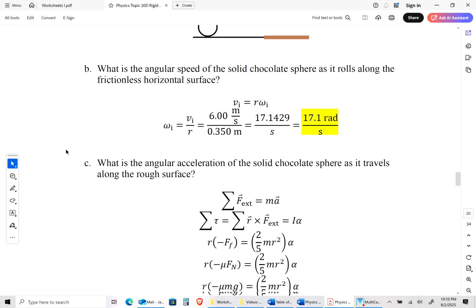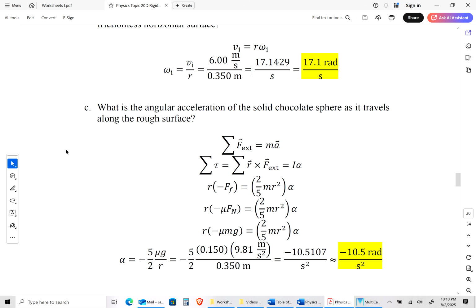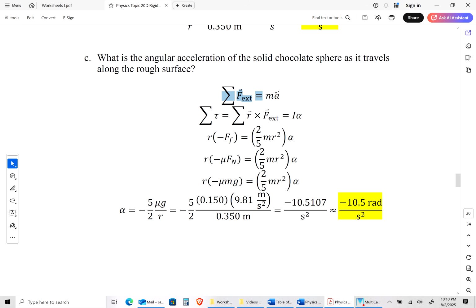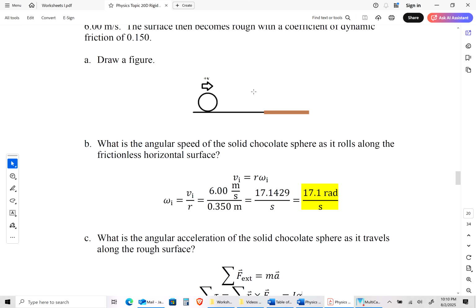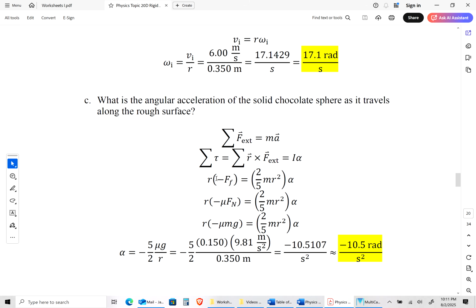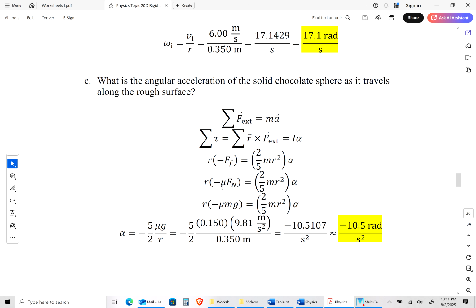Part C, what is the angular acceleration of the solid chocolate sphere as it travels along the rough surface? So sigma F equals ma becomes sigma torque equals I alpha. And what force is on this rough surface to make this ball slow down? It's minus force of friction. And we plug in I, which is 2/5 mr squared for a sphere. Force of friction is mu Fn. Force normal is mg. Solve for alpha.